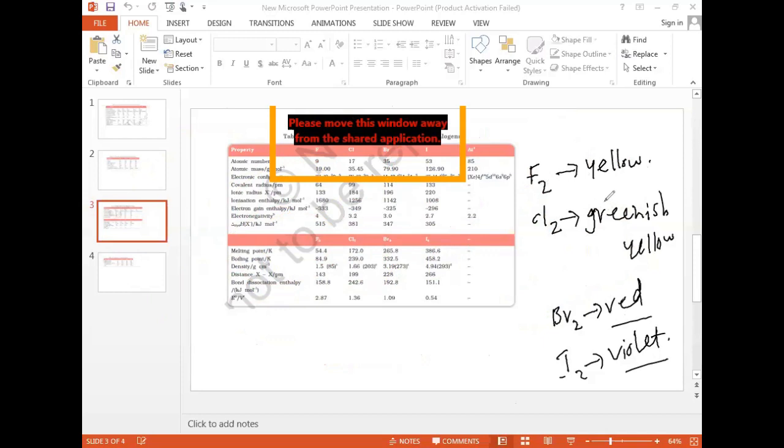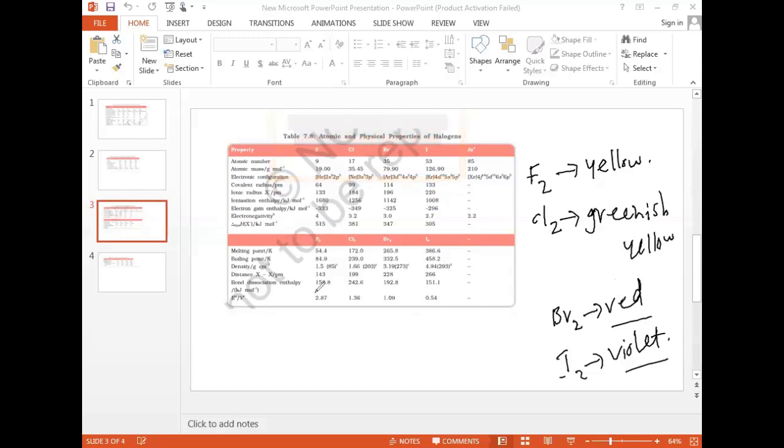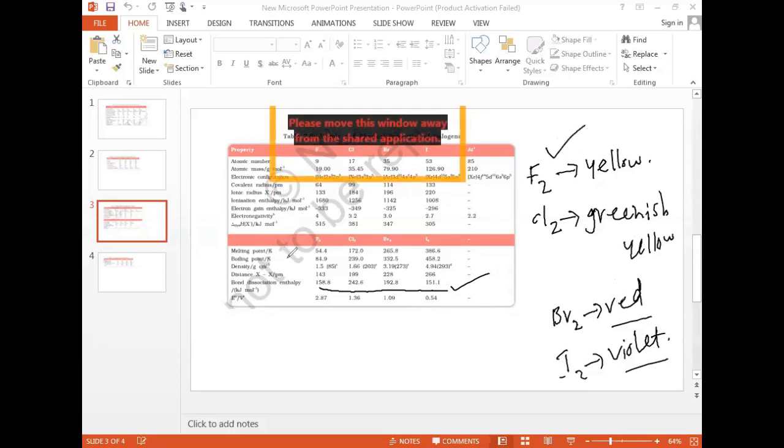Now, these colors, it is going to absorb light from the visible region. Thereby, it is going to show different colors. But finally, I'm going to notice this. This particular bond enthalpies are very important. Many times they asked, and these colors also we can expect. And apart from that, the melting and boiling points, generally it increases down the group.